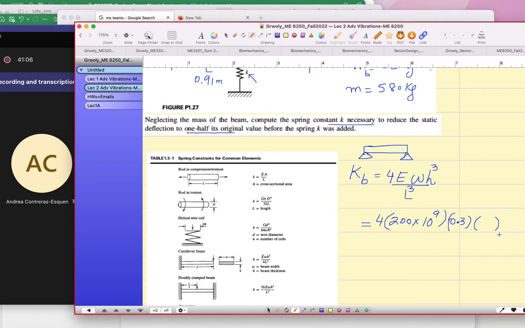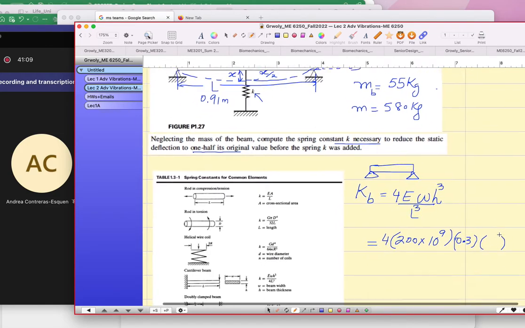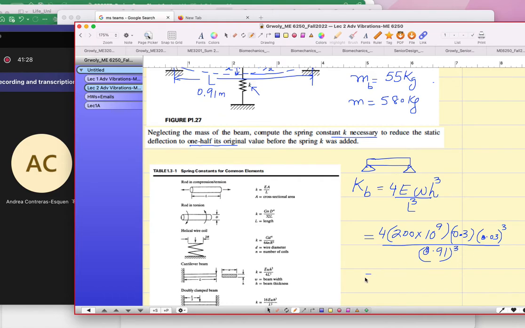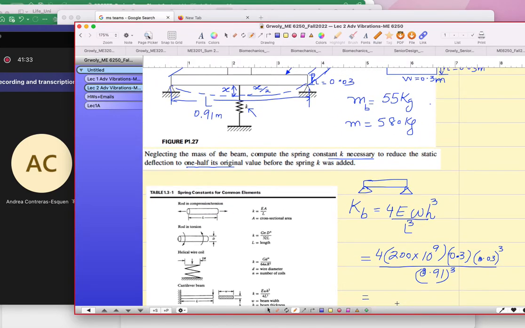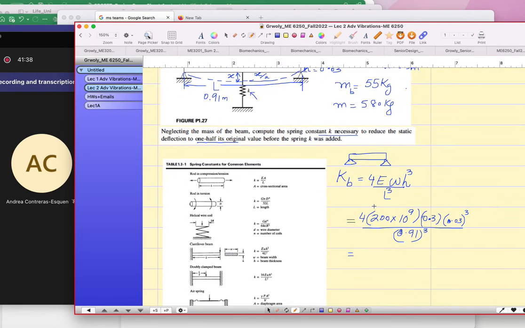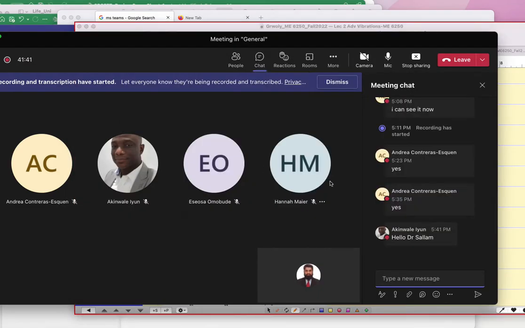And the thickness of the beam is 0.03 to the power 3, divided by the length of the beam, which is 0.91 to the power 3. Please open the calculator and tell me what the answer is, and then I will move forward with what to do next. Okay, the online students can also do the calculations and write down the answer in the chat box.